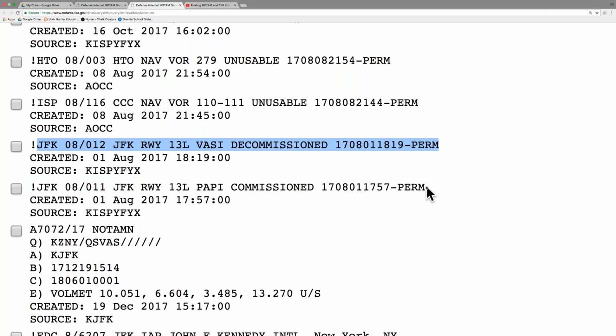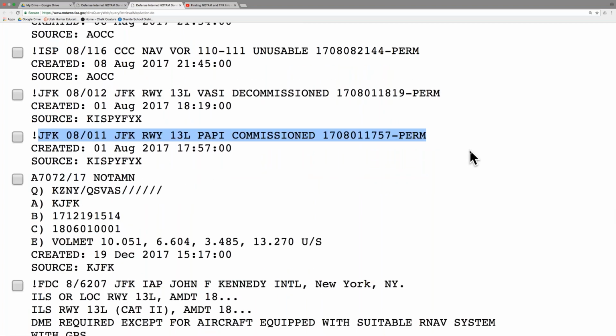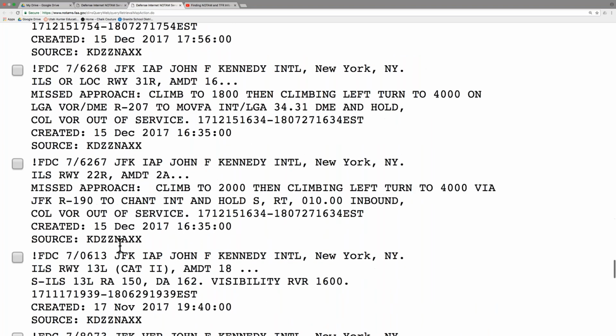And here's why the VASI's out of service or decommissioned, because they put in a precision approach. So VASI is basically a 2-light system. PAPI is a 4-light system on the side of the runway, a little more precise of a lighting system, a little easier to see. So they decommissioned the VASI and commissioned the PAPI. Good.